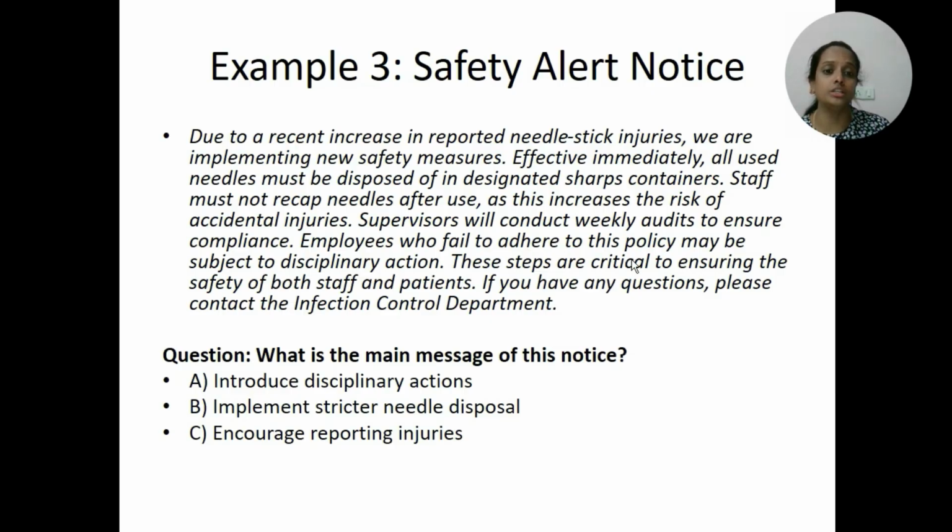Employees who fail to adhere to this policy may be subject to disciplinary action. These steps are critical to ensuring the safety of both staff and patients. If you have any questions, please contact the Infection Control Department.